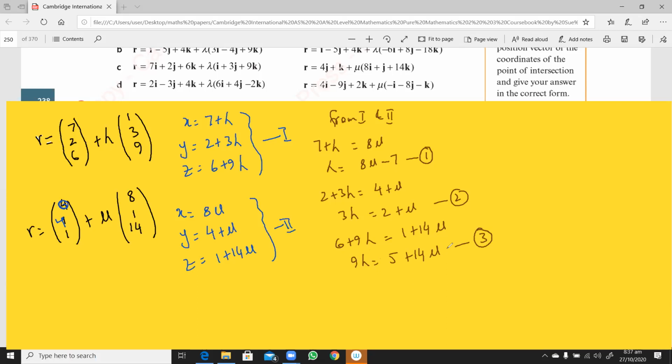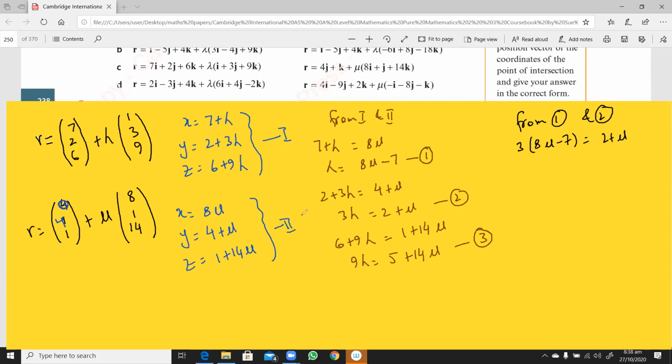Now we have to decide which two equations we would like to solve simultaneously. So you can clearly see that the first two equations, they are quite easy to handle. So I'll be solving the first two equations, from 1 and 2. So I'll be putting this lambda from 1 into the 2, okay? So this would be 3 into 8 mu minus 7, that is equal to 2 plus mu.